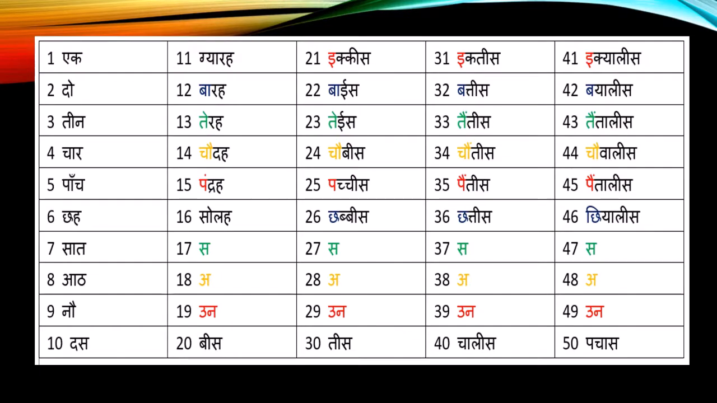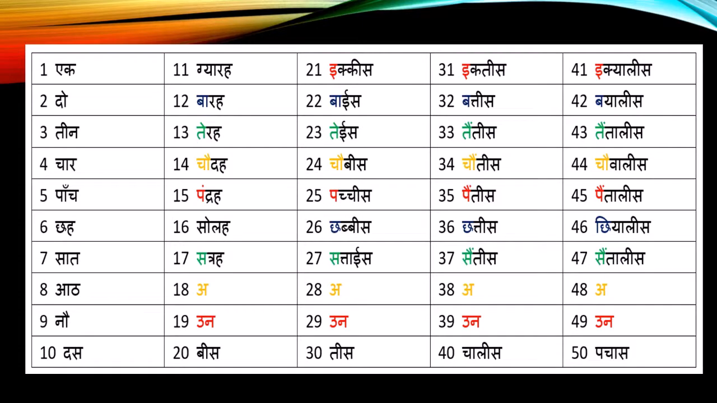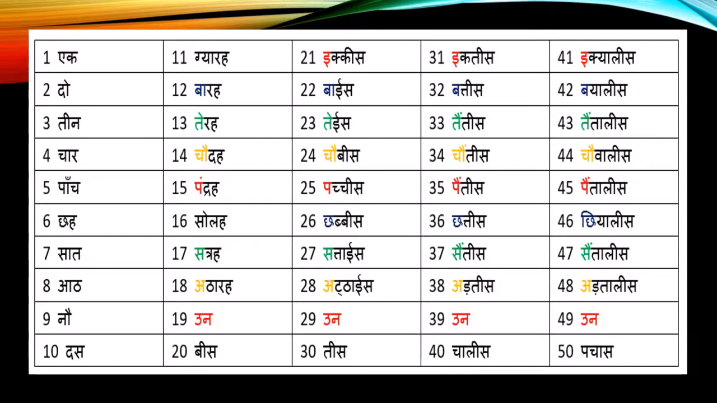6 is chh. 16 we have to remember. Then 26, 36 and 46. 7 is saat, sa. So 17, 27, 37 and 47. 8 is aath, so 18, 28, 38, and 48.